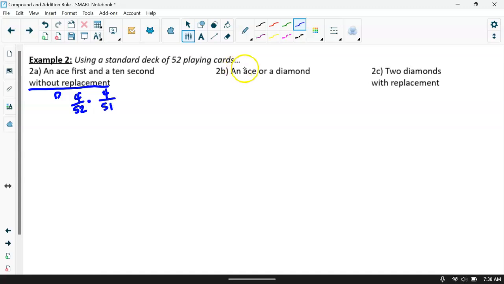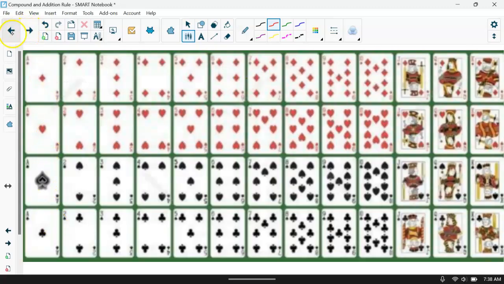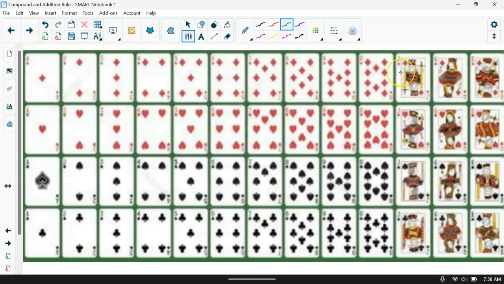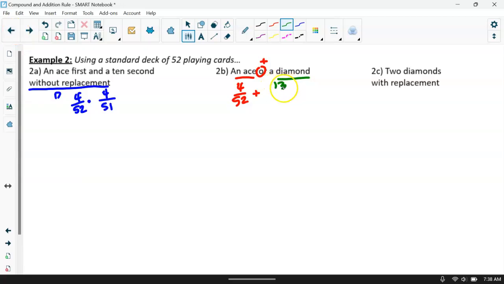Now, what is the probability of getting an ace or a diamond? So now here's our or, right? So we're going to get the probability of the ace. What's the probability of getting an ace again? So 4 out of the 52. We're going to add to that, right? Then what is the probability of getting a diamond? Well, how many diamonds are there? So remember, that's one of our suits. There are 13. So here we have 13 out of 52.